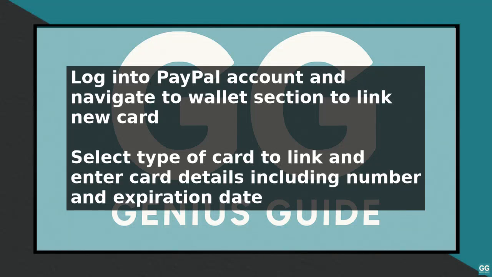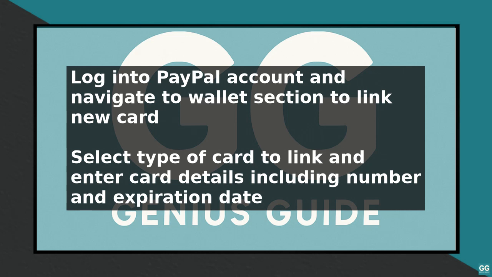To use a virtual Visa card on PayPal, you need to start by logging into your PayPal account and navigating to the Wallet section. Once you are in the Wallet section, you will see an option to link a new card. Click on this option and select the type of card you want to link. In this case, a Visa card.